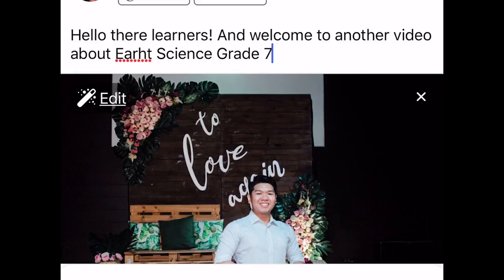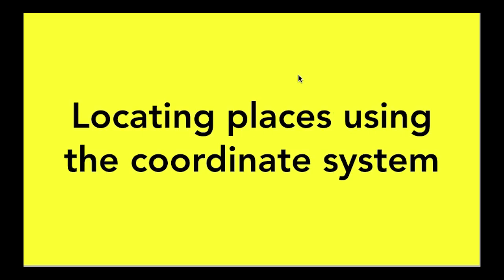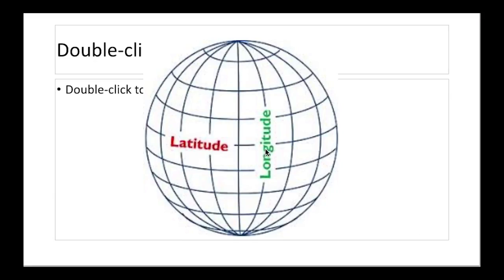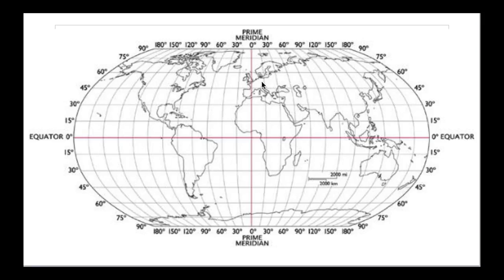Now, previously we've been learning about the coordinate system. We've been learning about the longitude and the latitude lines. Now, let's do just a quick review. The longitude lines are the vertical lines. They run from the North Pole to the South Pole. They are the ones that we use to locate the east and the west.